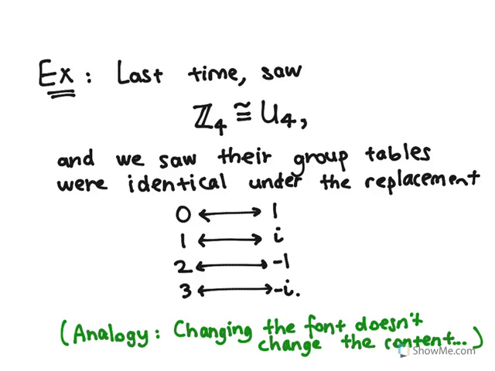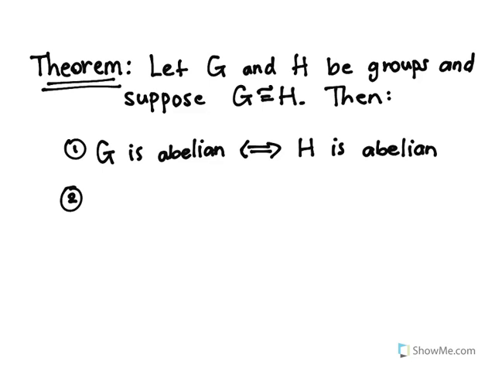To unpack that into a more precise mathematical statement, I'm now going to state a theorem that says that if two groups are isomorphic, then they share all of the group theoretic properties that we've learned. So here's the theorem. Let G and H be groups, and suppose that they're isomorphic, meaning there exists an isomorphism phi from G to H. Then, first of all, they share the property of abelianness, meaning G is abelian if and only if H is abelian.